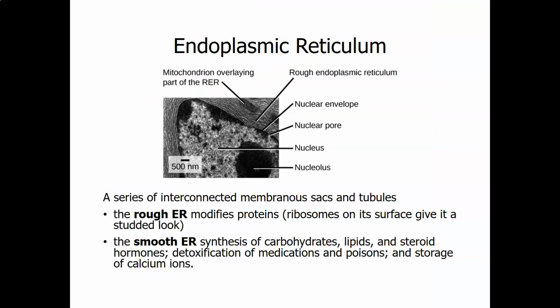The endoplasmic reticulum is divided up into the rough ER, which produces and modifies proteins and contains ribosomes attached, and the smooth ER, which produces carbohydrates and lipids and steroid hormones, which are lipids. It also helps in detoxifying medications and poisons, and a big role that it plays is storing calcium ions. Particularly, the storage of calcium ions is extremely important in our muscle contractions and our nerve impulses.